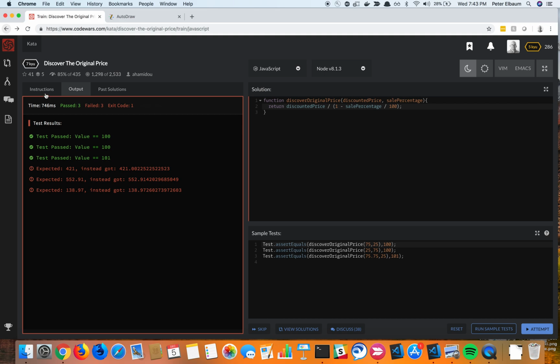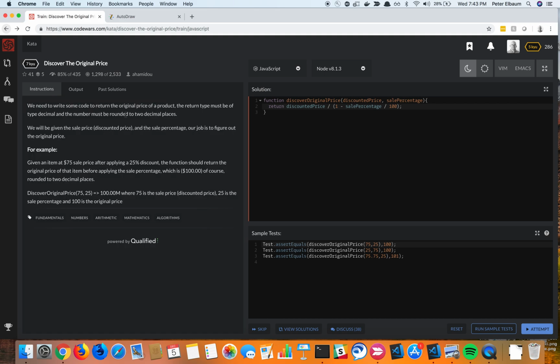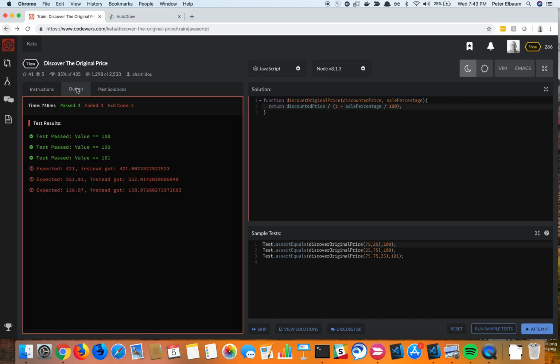Going back to the instructions, we've got to return two decimal places. So, you know, if it's a nice round number, we're fine. But if it turns out to be a float, then we're getting all these numbers, right? Out to, I think, 10 decimal places. So there's a few ways we could do that. There's a few ways we could solve for it.